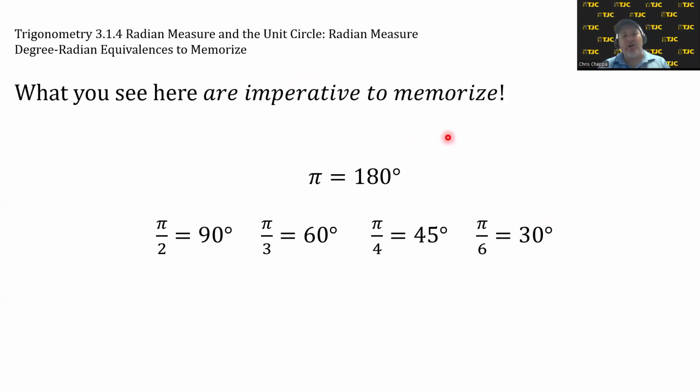Now, what you see here are imperative to memorize. Know them. But at the very least, know pi equals 180 degrees and be able to derive the others. The sooner you have these 5 memorized, the easier your life is going to be in trigonometry and beyond.